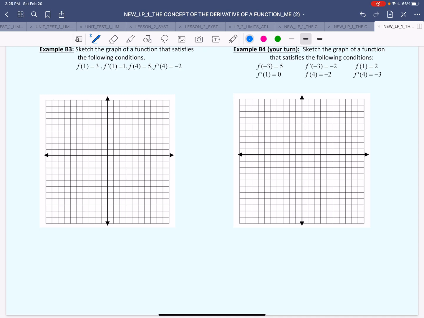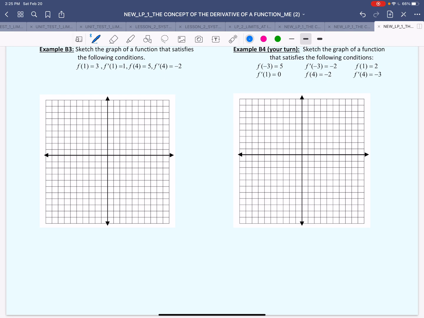Welcome back to the third part of Lesson 1, Unit 2, the derivative of a function. So far we have learned how to find the derivative of a function by using the first principles formula and discussed the intervals of increase and decrease using the first derivative sign. And we've also learned how to graph the derivative of a function using the graph of the function itself.